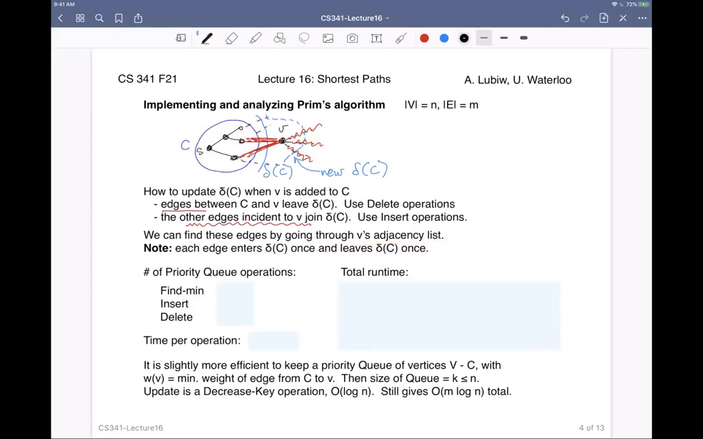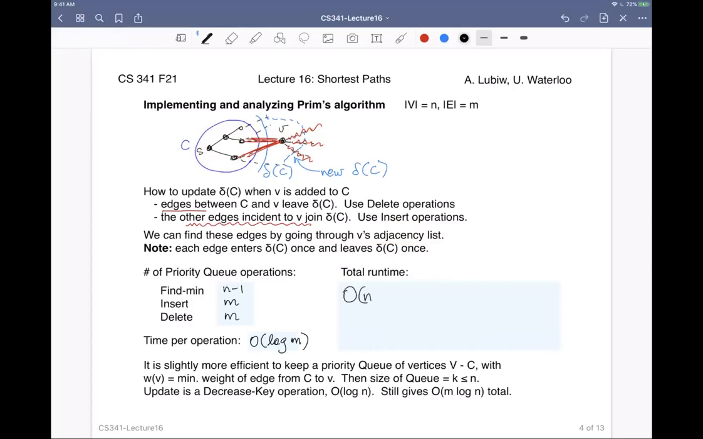So with that in mind, we can analyze the runtime here. The time per operation is going to be order log of the size of the priority queue, and that's the number of edges at worst, at the maximum. How many times do I do a find min operation? I do that until C contains all the vertices. So I'm doing it n-1 times, once for each vertex other than S, which started in C in the first place. And the number of inserts and deletes, as I mentioned, is one insert per edge and one delete per edge.